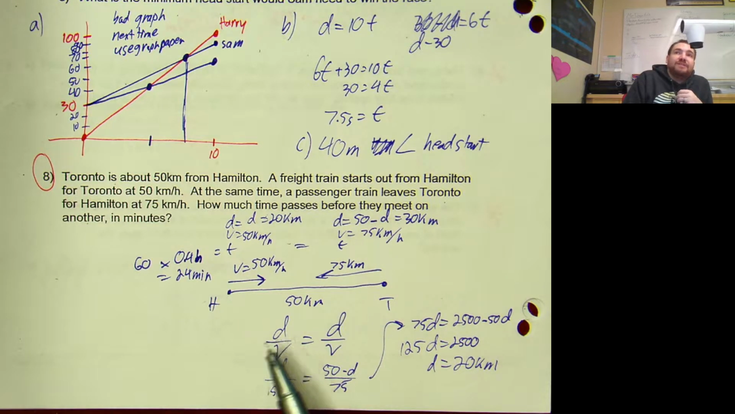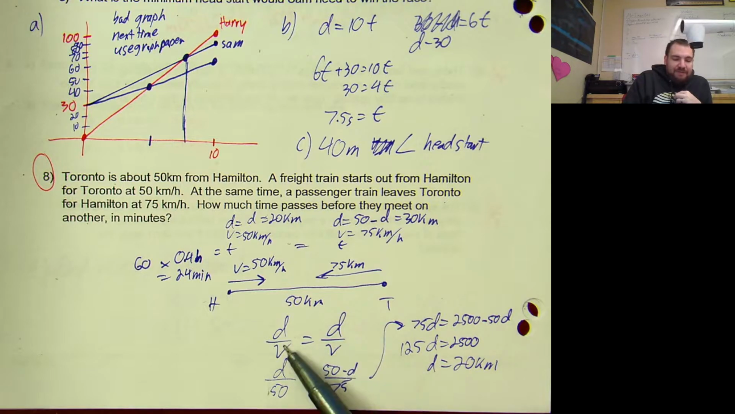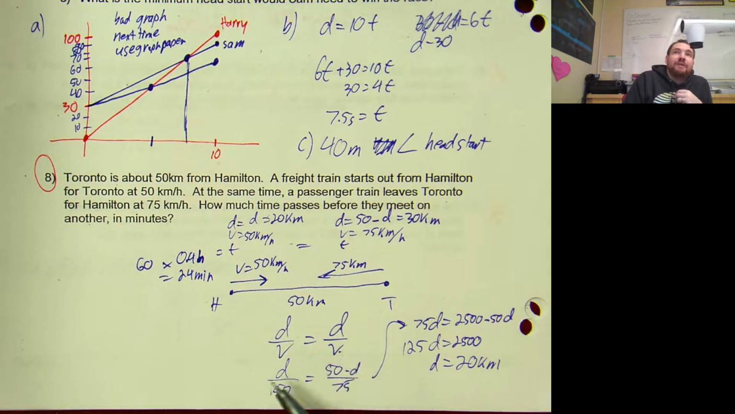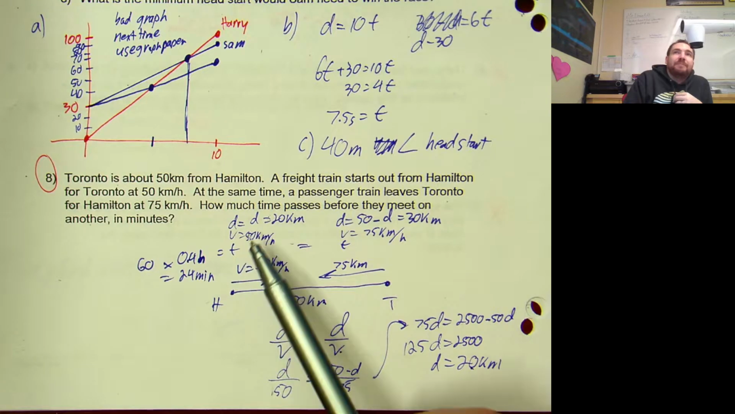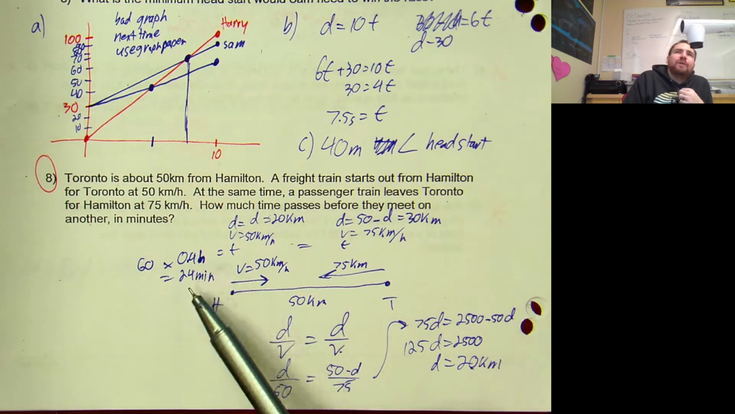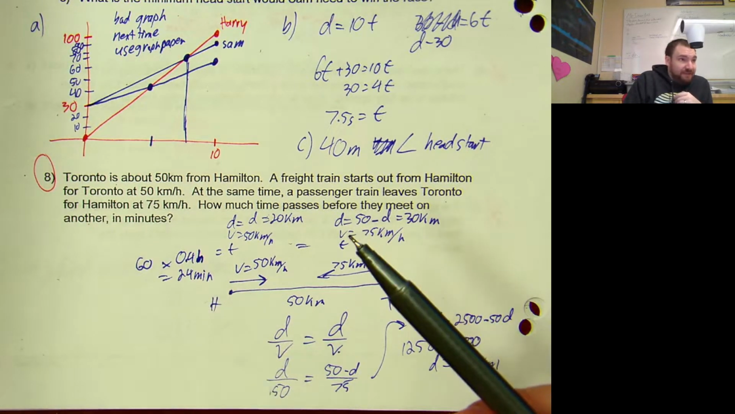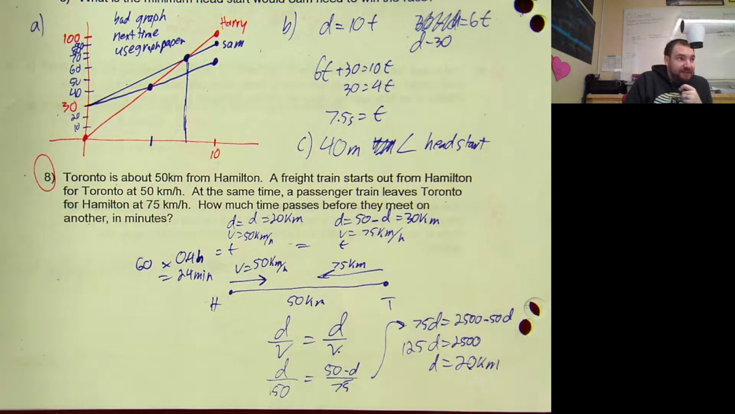So I've got two equations. Because T equals D over V, I can set those two times equal. So D over V for Hamilton equals D over V for Toronto. This is my Hamilton, this is Toronto. I solve it for the displacement. I got 20 kilometers in, and then I plug that back into my equation right here, and I got 24 minutes. So it's the same kind of stuff that I've given you, it's just now you have to set it up like a system of equations.